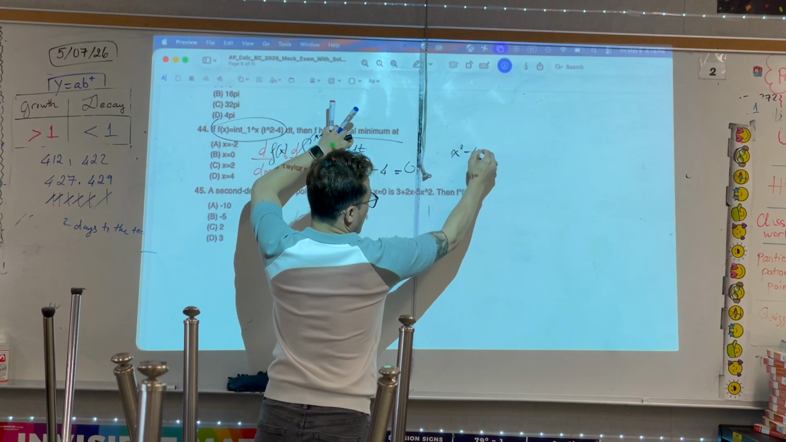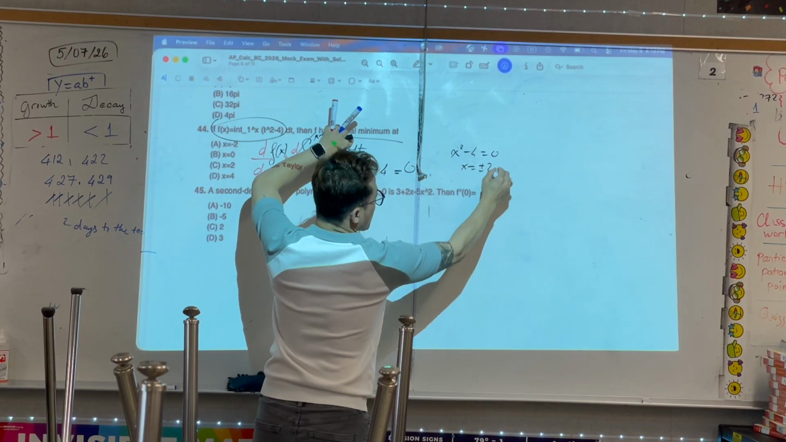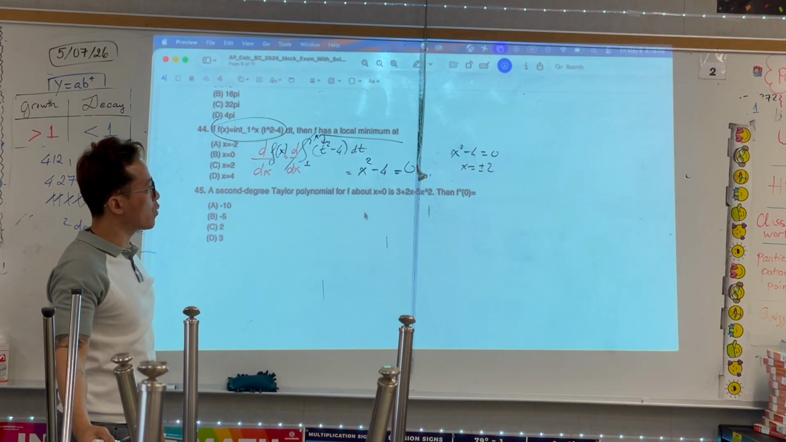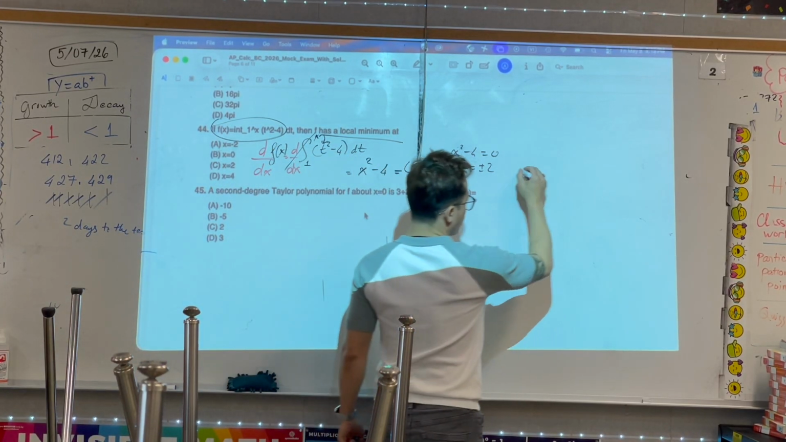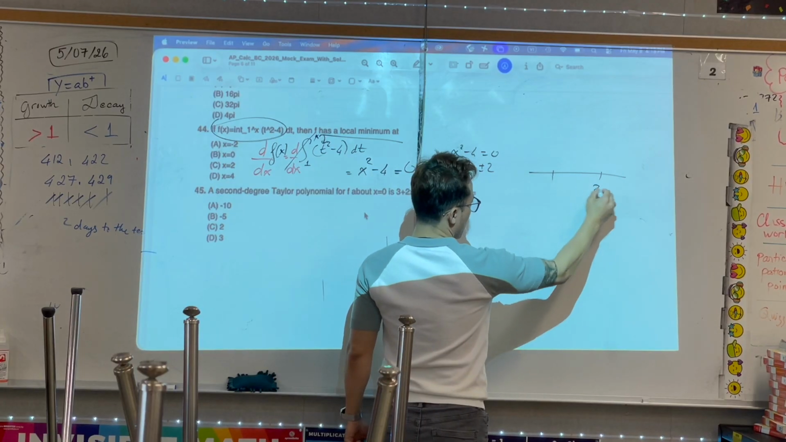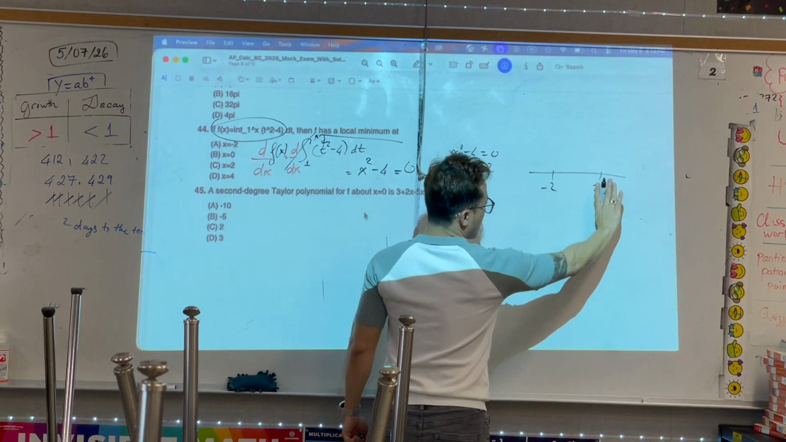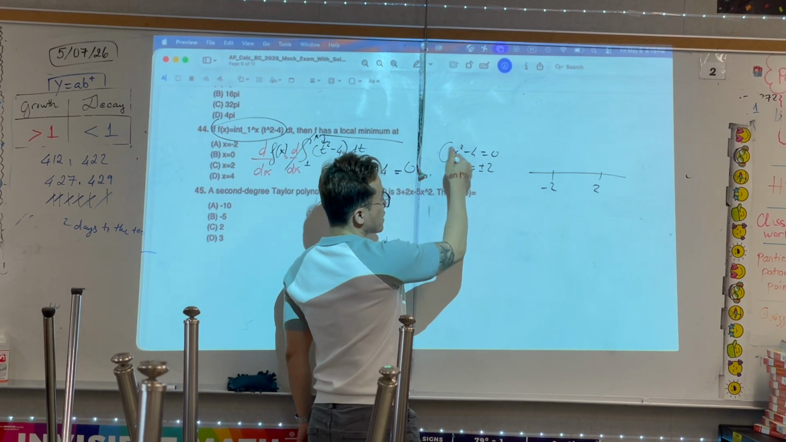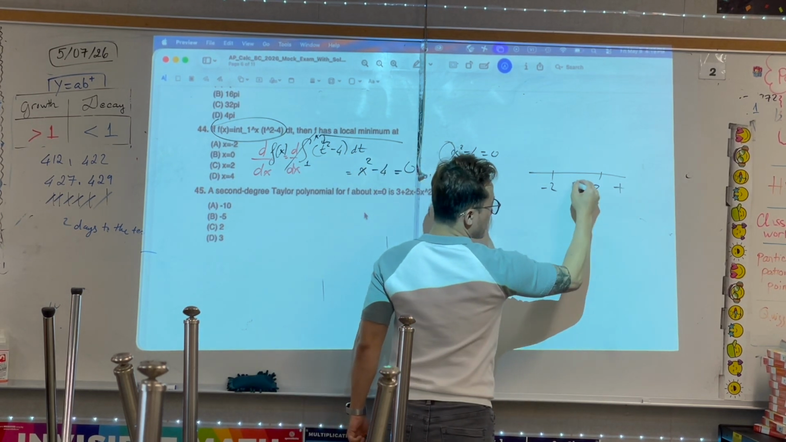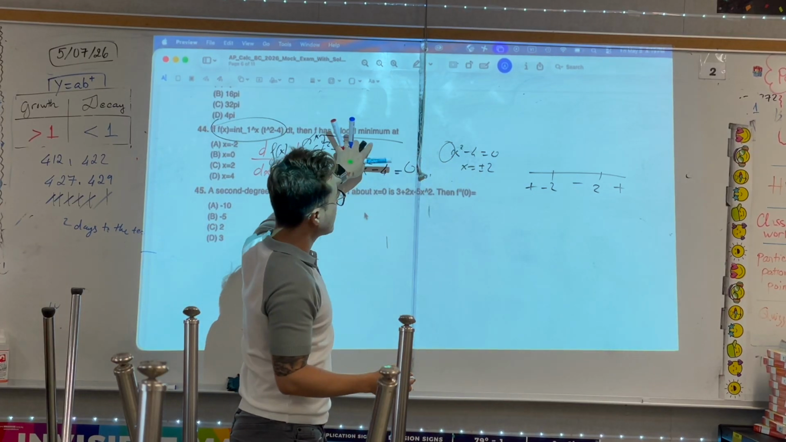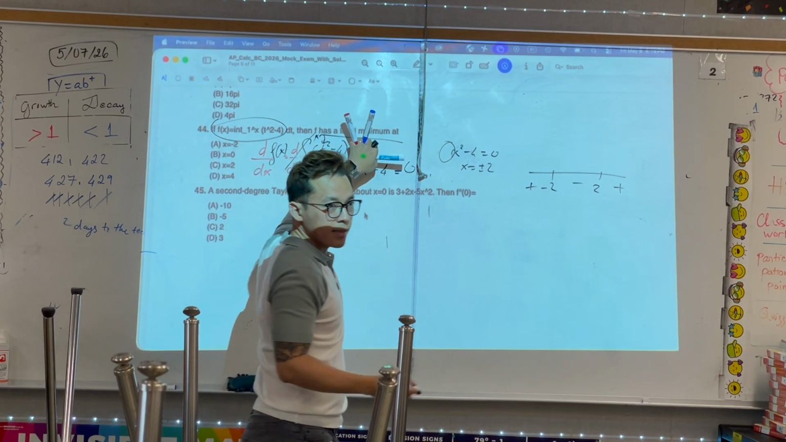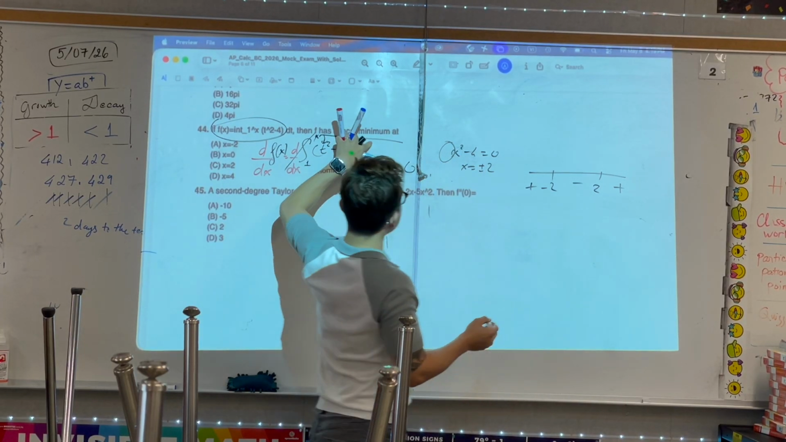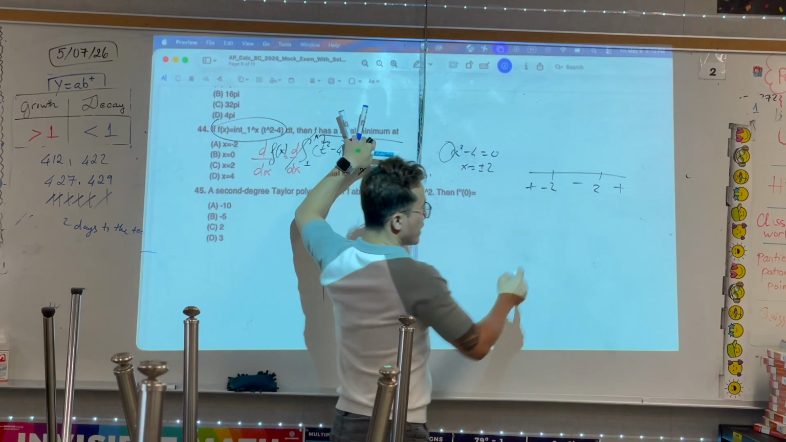So x squared minus 4 equals 0. That means x equals plus or minus 2. Now, how do you know which one is the maximum and which one is the minimum? You do the line chart thing. So -2 and 2. The very right one is going to be the leading coefficient, which is positive. Positive, negative, positive. So where does the local minimum happen? Is that -2 or 2?